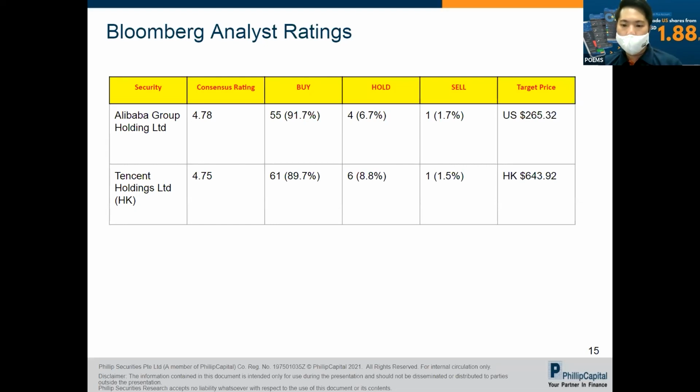And then for Tencent Holding, the target forecasted price is over 600 Hong Kong dollar, which is another 50% higher than the current market price. So for those who wish to take advantage of the short-term volatility, we are very positive about the China economy in the long-term future.